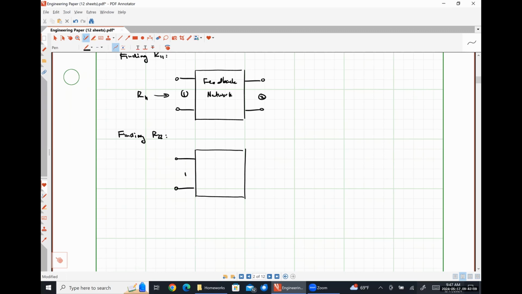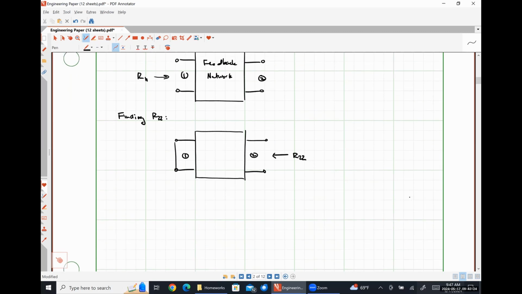So here's port 1, it's shorted. Here's port 2, it's open. We look in to find R22. Okay.